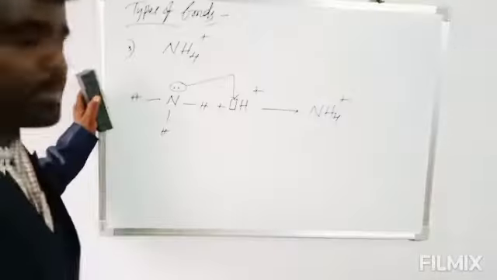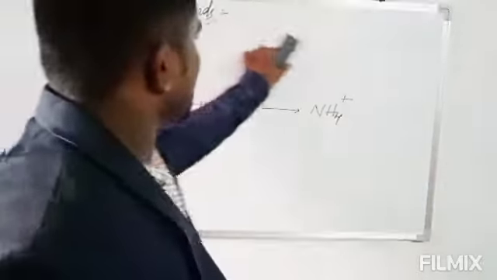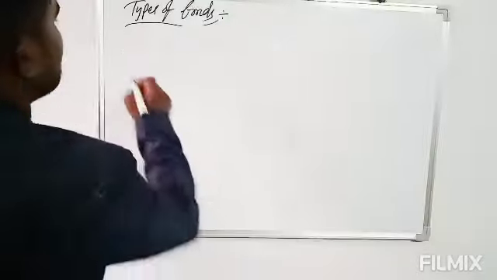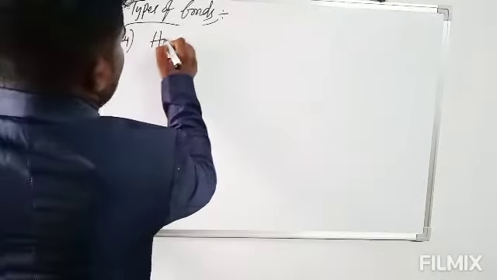Next, the fourth type of bond is the hydrogen bond. We will discuss it now. The fourth type of bond is the hydrogen bond.